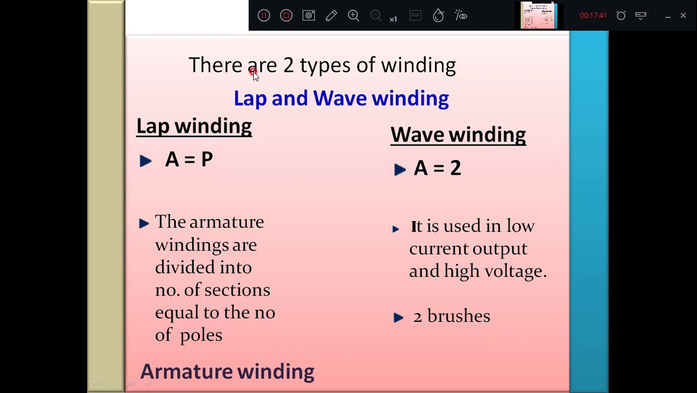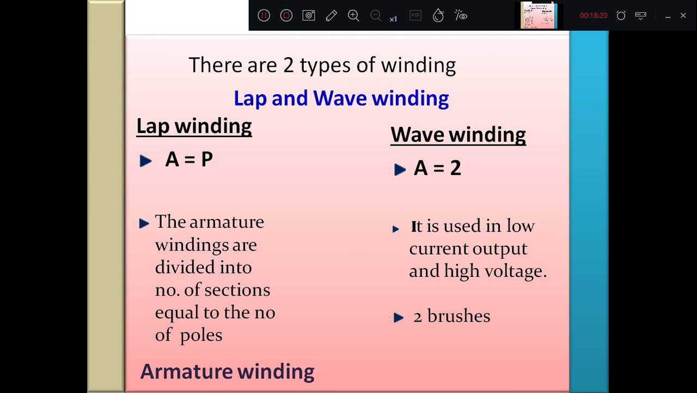I told you there are two types of winding used in the DC machine: one is called lap winding and the other is called wave winding. In a lap winding, the number of parallel paths A is equal to P, the number of poles, whereas in a wave winding A is equal to 2. What do you mean by parallel paths? If you have 100 total armature conductors and the number of poles is 4, then in lap winding we have 4 different circuits, meaning 25, 25, 25, 25 conductors connected in parallel.